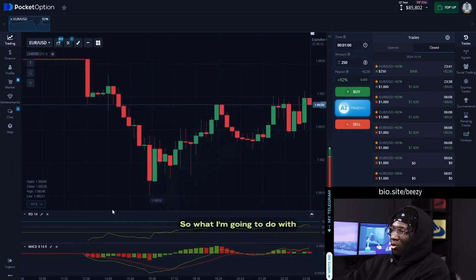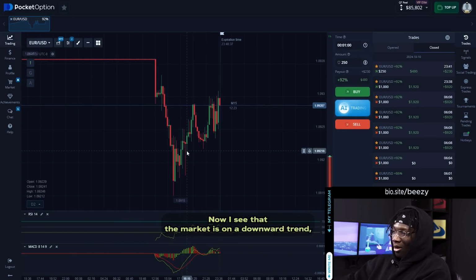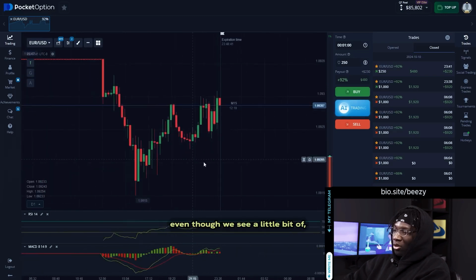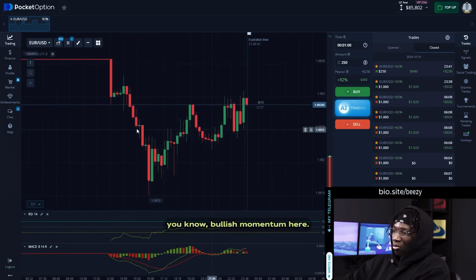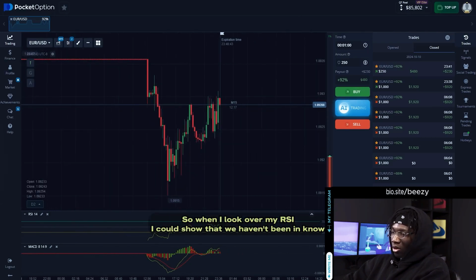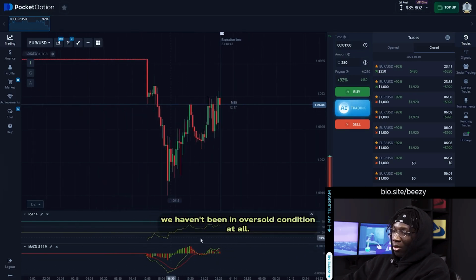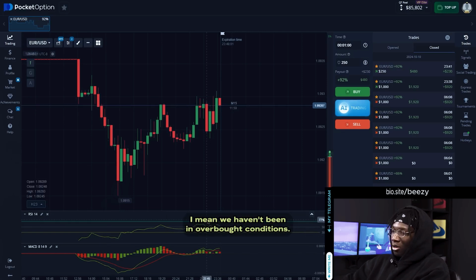So what I'm gonna do with this is I'm looking at the markets, but I'm also looking at my indicators as well. Now I see that the market is on a downtrend, even though we see a little bit of bullish momentum here, but we're talking overall, right? So when I look over at my RSI, I can show that we haven't been in overbought conditions. The market started out in oversold conditions.